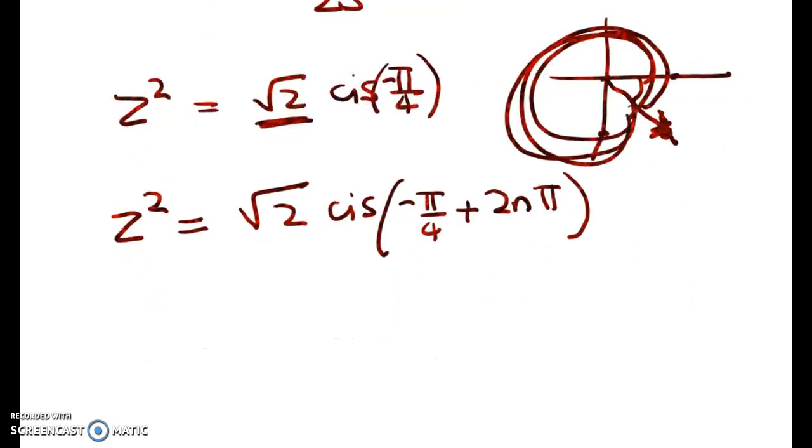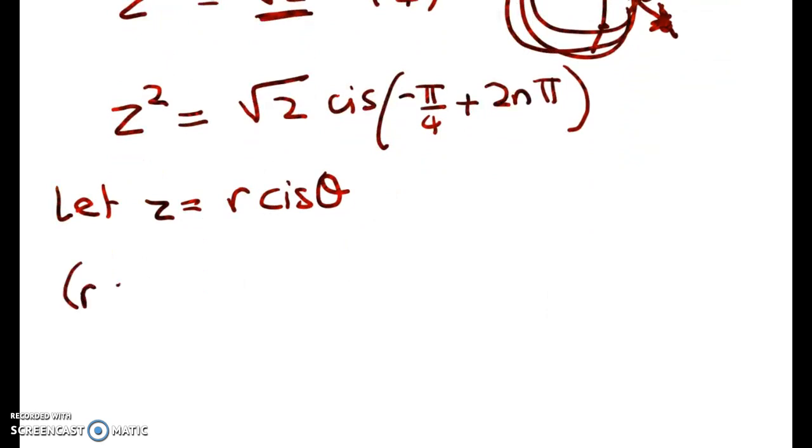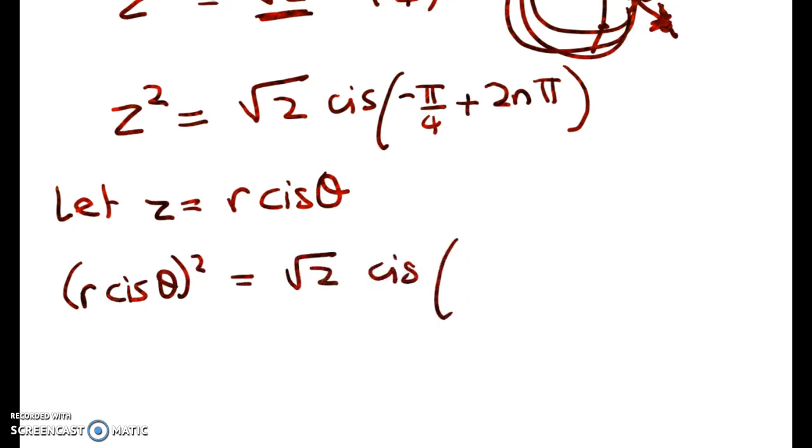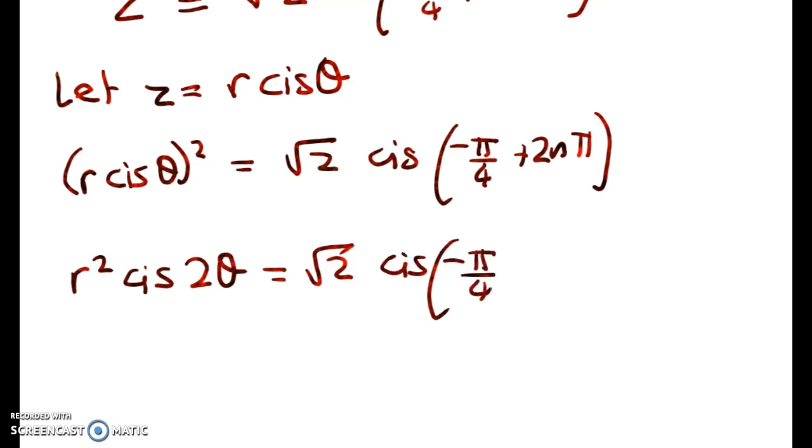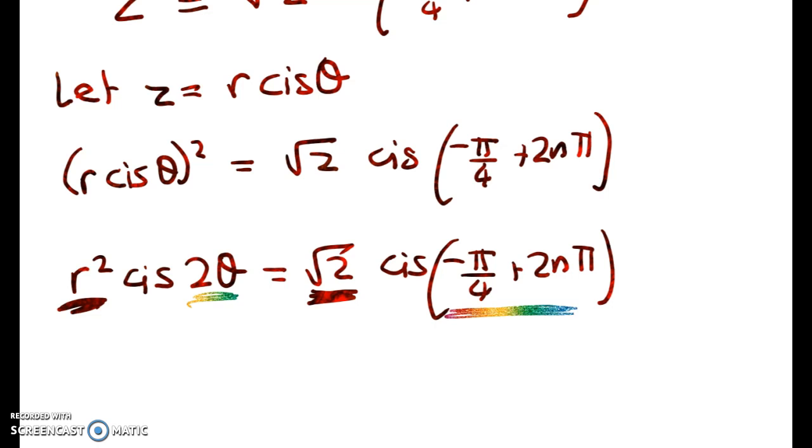We know that here we've got a quadratic, so we know we're going to end up with 2 solutions to the equation. So now we're going to say z equals r cis theta, and we're going to apply de Moivre's theorem. So we have r cis theta squared is equal to root 2 times this, giving me r squared cis 2 theta is equal to root 2 times this thing here. And our next step is to match up the r squared with the root 2 and to match up the 2 theta with this stuff here.